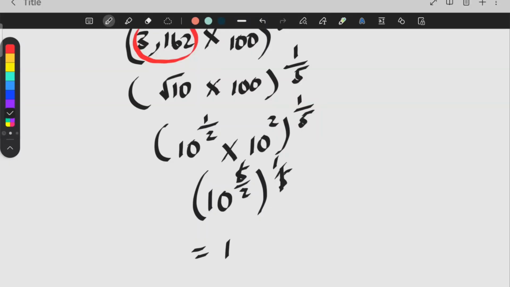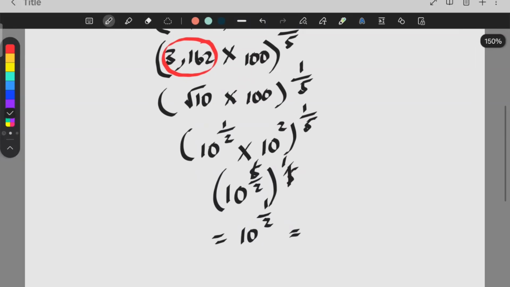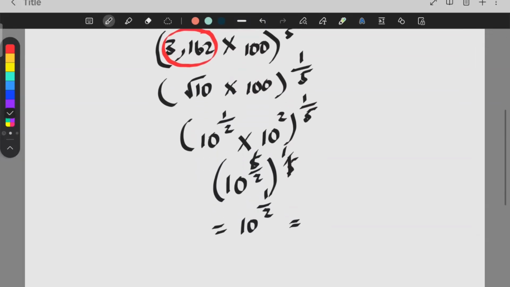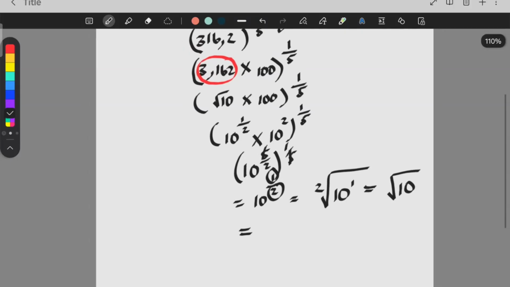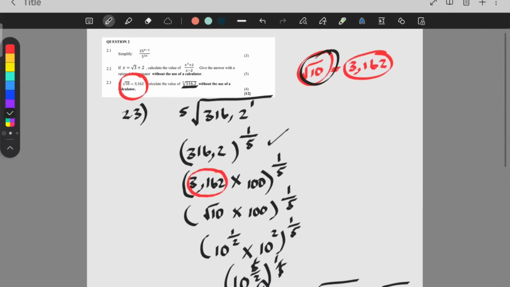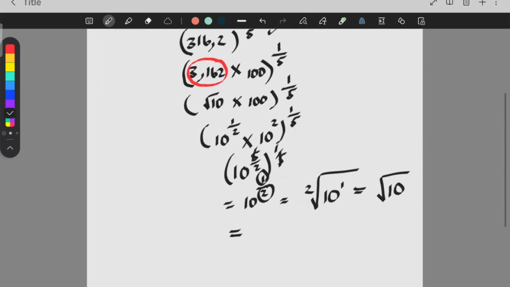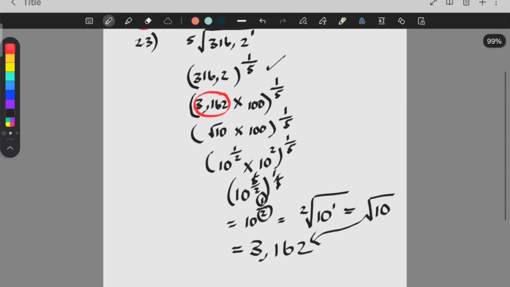This and this can cancel. 10 to a half. Now 10 to a half can be written as a root. So inside over outside. So 10 is here, then inside is 1, and then root outside is 2. So what's another way of writing that? Just the square root of 10. So the answer is the square root of 10. But look at our information. The square root of 10 is this. So now my final answer is 3.162. So from there I go there. Okay, and there I worked it out without the use of a calculator.